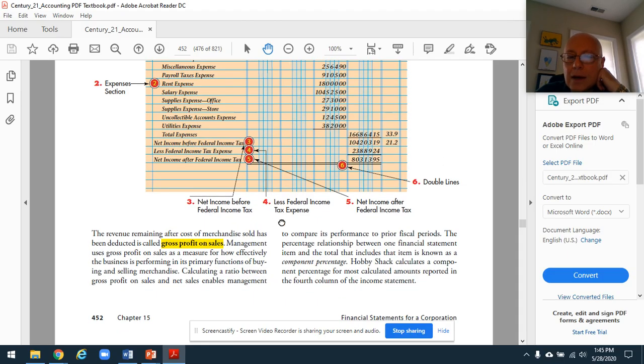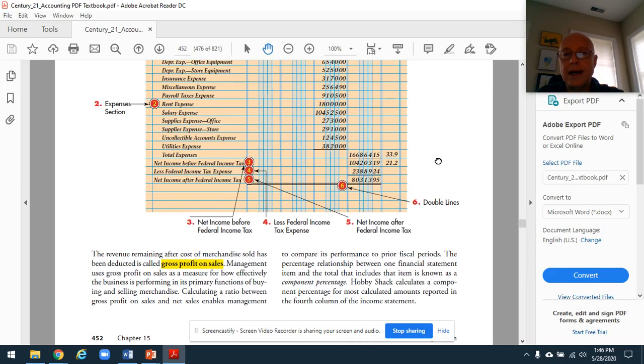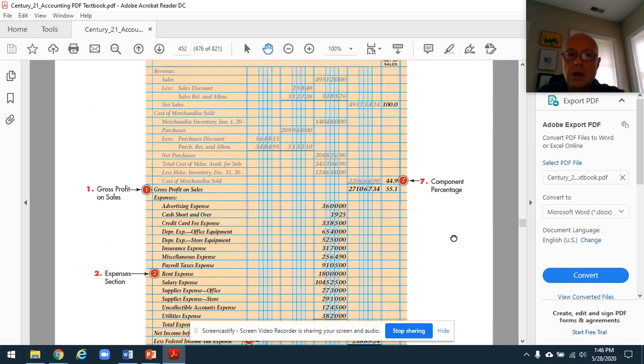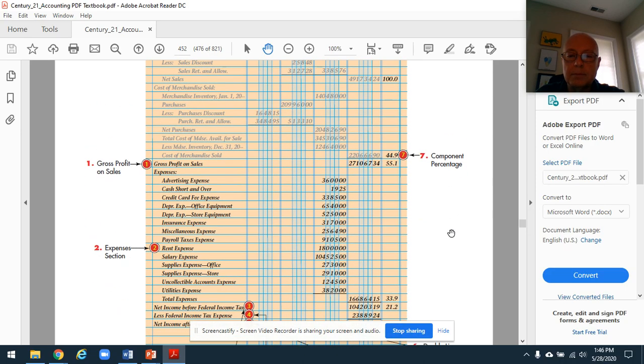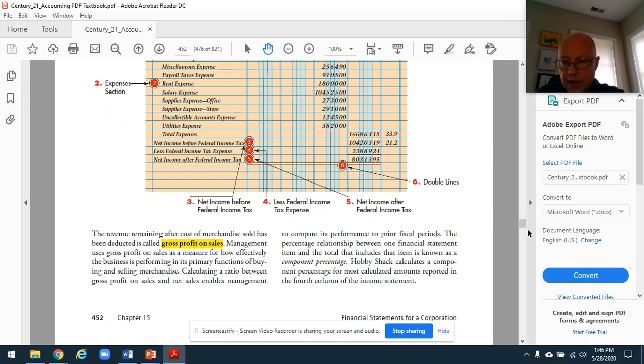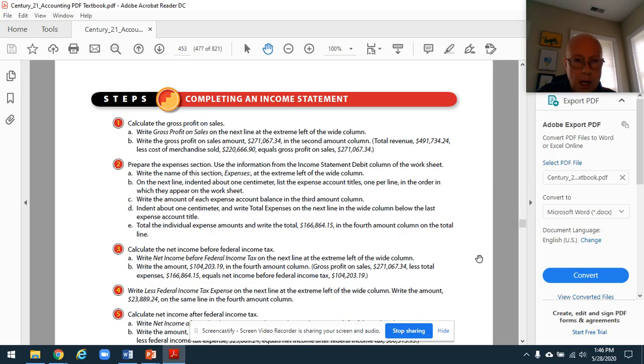But here we are, gross profit on sales. Okay, so we got the component percentages. Now what we're doing again here is we are dividing these by this dollar figure, okay? Just to give you an idea. So that's how you prepare the income statement. And I know we're getting kind of long here.